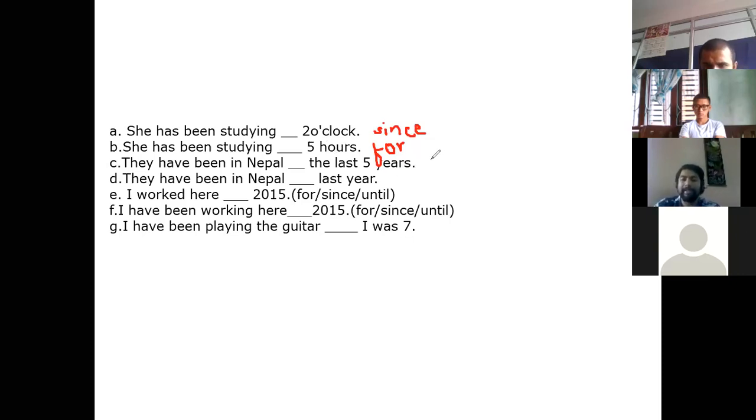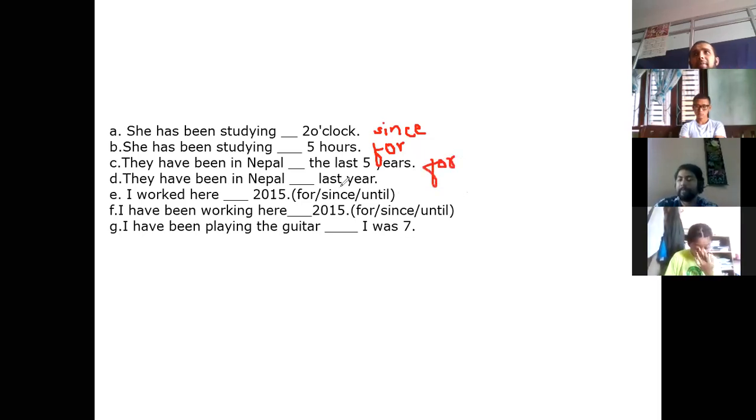They have been in Nepal for the last 5 years. Number 4: for the last 5 years. Very good. Last one is plural. Here last is singular, so since last year. Very good.